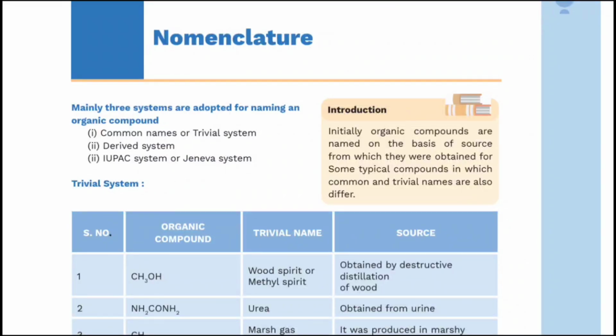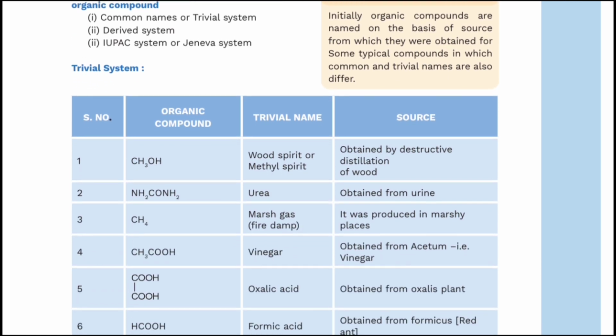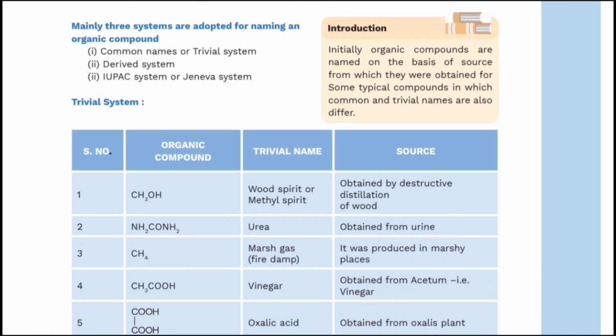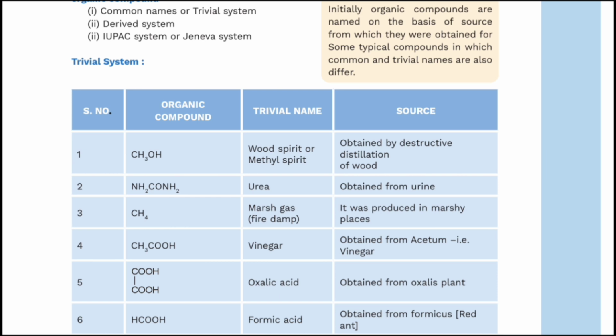So today we are seeing nomenclatures of organic compounds. Initially, organic compounds are named on the basis of the source from which they are obtained. Some typical compounds have common and trivial names that also differ. So here we have trivial names, derived names, and IUPAC system names.